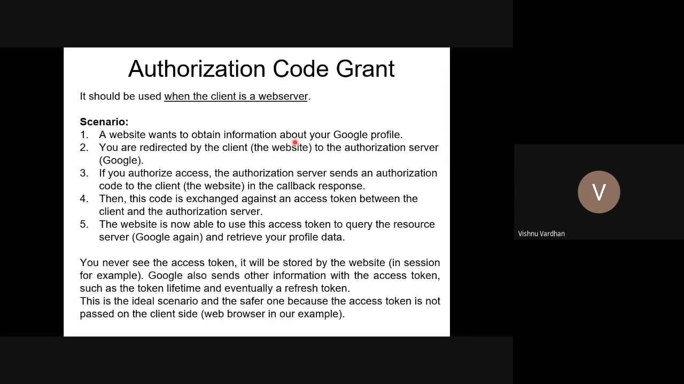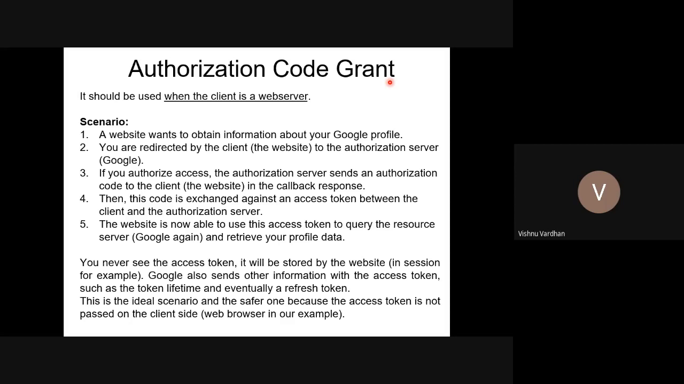A website wants to obtain information about your Google profile. You are redirected by the client to the authorization server. So the same thing has been done in the printfast.com example. If you authorize the access, the authorization server sends an authorization code to the client in the callback response. Then this code is exchanged for an access token between the client and authorization server. And then finally, the website is now able to use this access token to query the resource server. So exactly what we have seen with printfast.com.